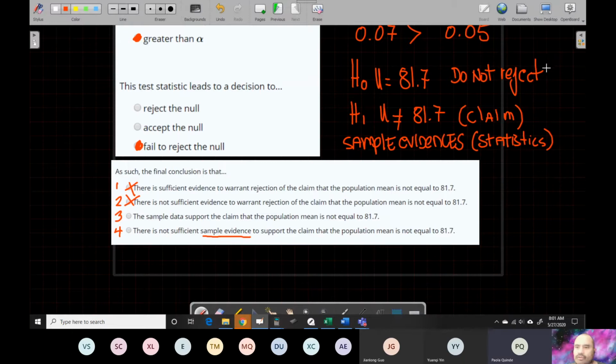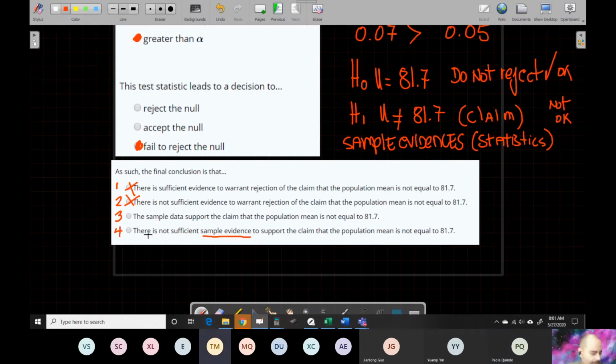So if you do not reject this, if you say this is okay, what are you saying about the claim? Because that's what they want to know. If they say this is okay, basically they're saying this is not okay. If this is okay, this is not okay. That's basically what they're saying.